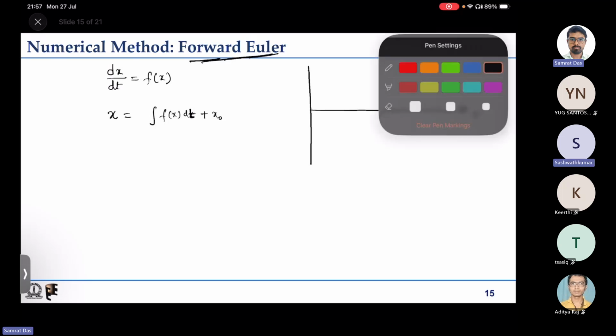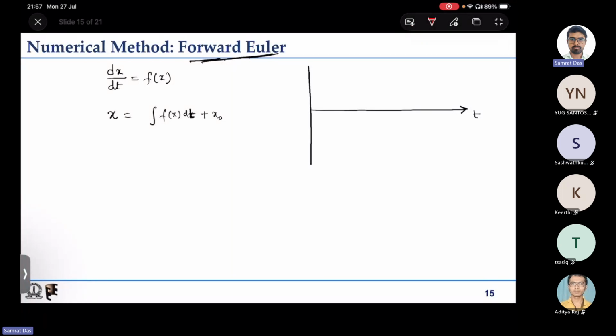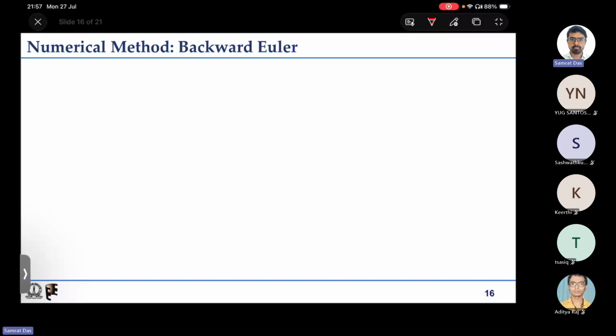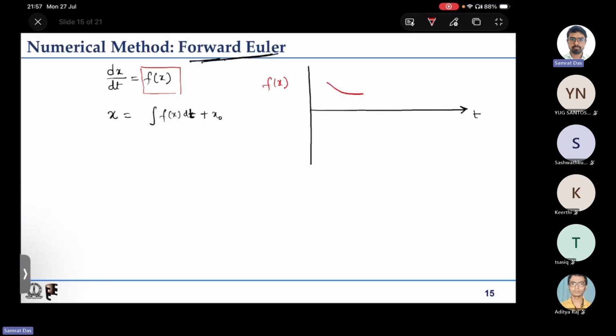So let us assume how f(x) varies. f(x) is basically the right hand side of the equation, right. f(x) is basically the differentiation of the state variable. So say it varies in a certain way in continuous time, and what we are interested in, first let me complete this. This is also t, this is say x.